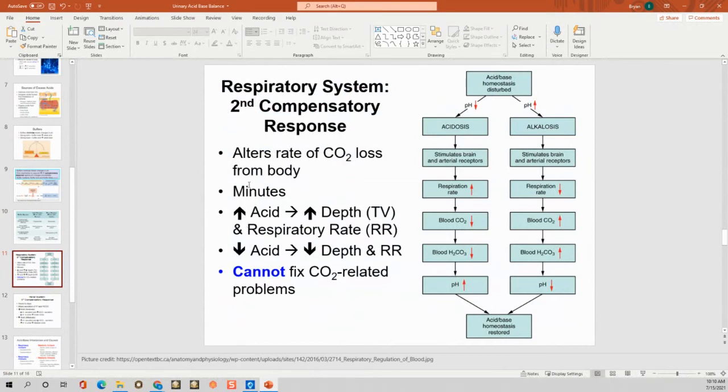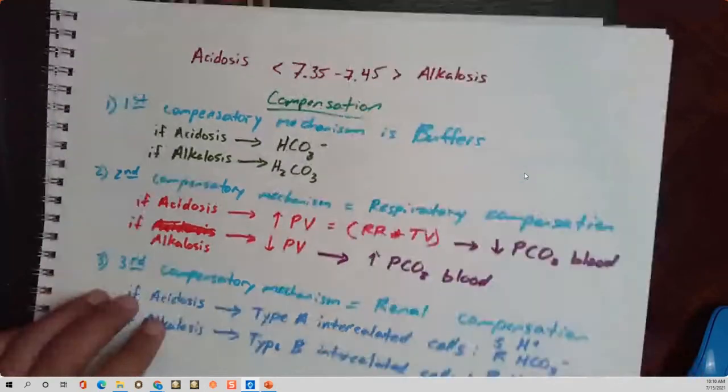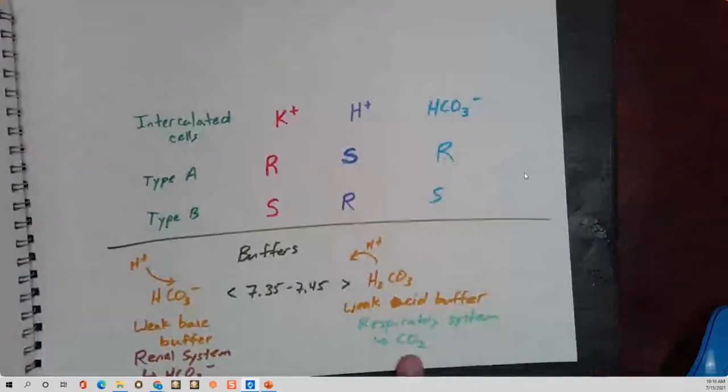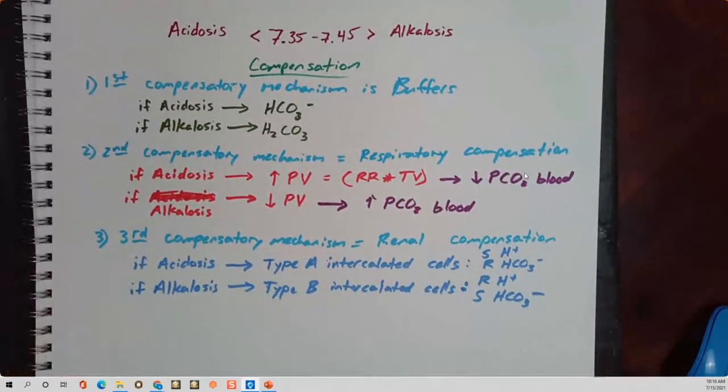Now, second compensatory response is the respiratory system. We've kind of already covered this. Respiratory system is always CO2 related. Hopefully you guys have caught that. It's always CO2 related. I've tried to write that in everything that I've done. CO2, and then when we talked about this back here, I wrote CO2. The respiratory system is related to CO2. And CO2, of course, is related to carbonic acid.